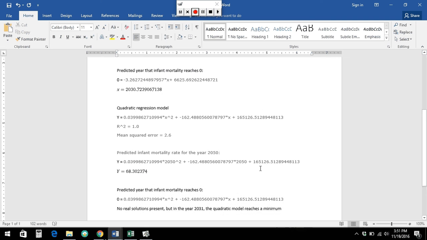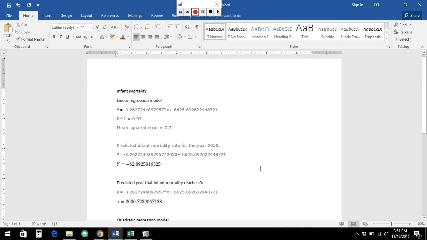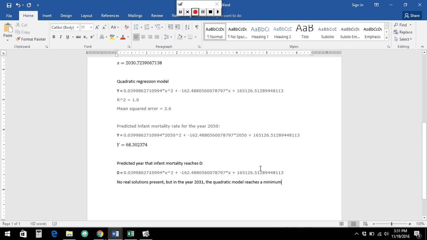All right, and that's really it for the quadratic regression model. So we've got our linear stuff up here, we have our quadratic down here. We still have to get to 2 more regression models. And in the next video, I'm just going to show you really quickly where you're going to get those things and some things that are going to pop up to be a little bit different.